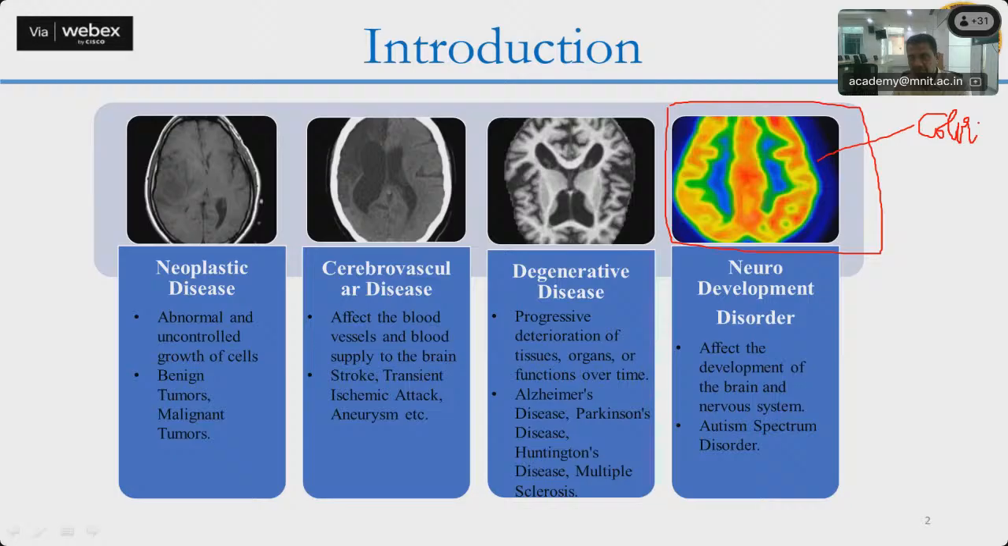Can somebody first say why is it so? Because if you see this image, what is this one? This is basically the PET, the PET scan, positron emission tomography. So that's why it is colored here.